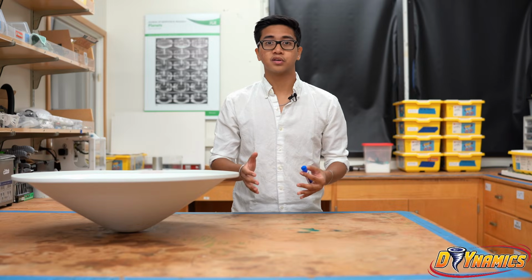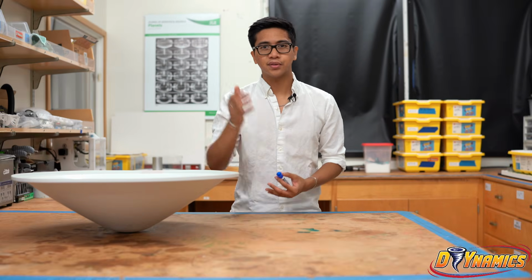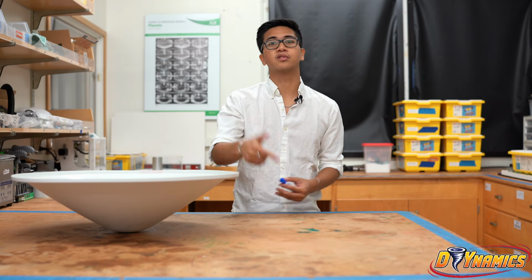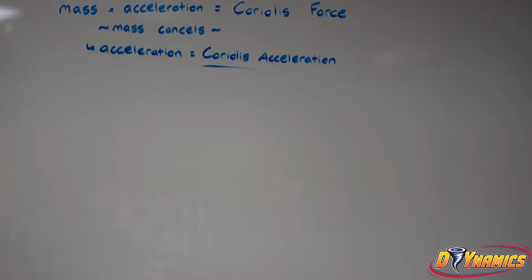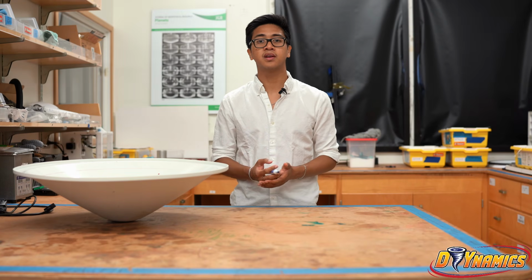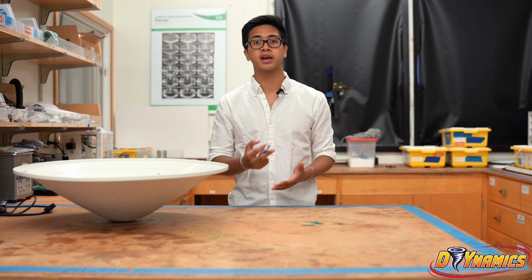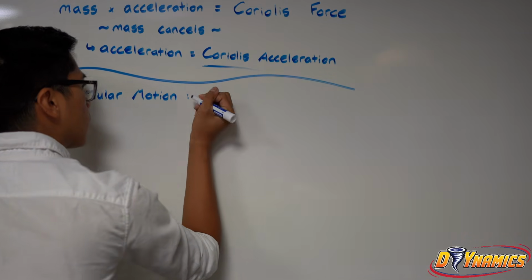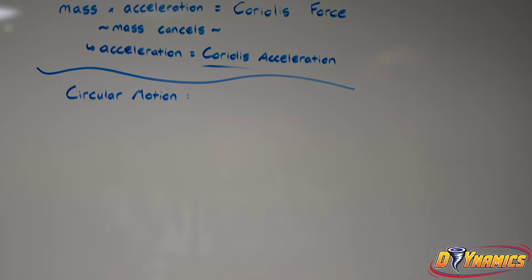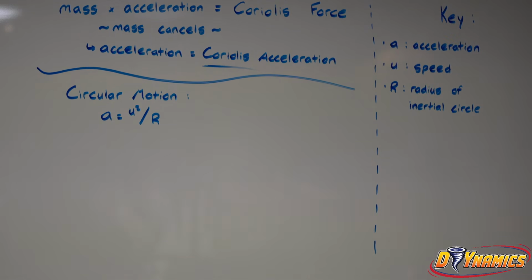Again, for more information on all of that, check out the Newton's bucket video, which is also linked in the description below. The important part is that Coriolis always acts sideways to the motion. It continuously turns the direction of the velocity, creating circular motion. And for circular motion, the magnitude of the acceleration is related to speed and radius by the following: a equals u squared over r, where r in this case is the radius of the inertial circle.